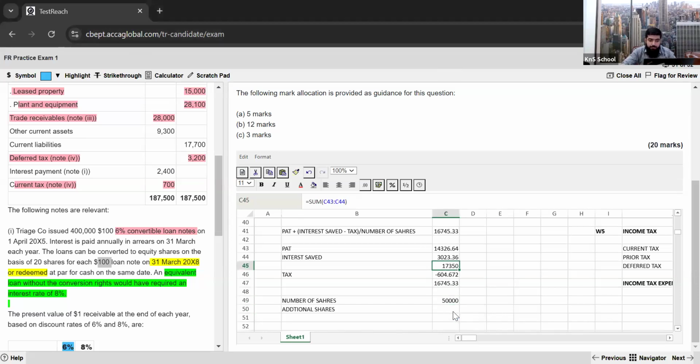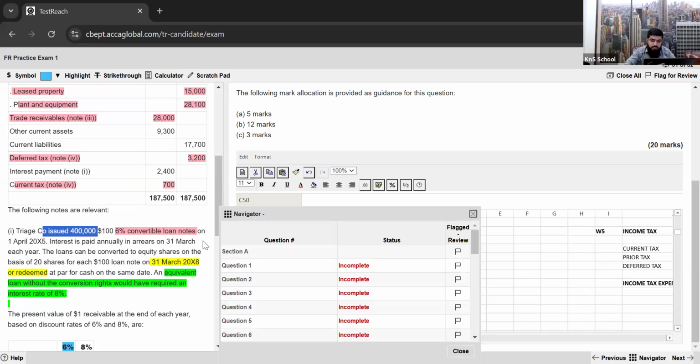Okay, let's repeat what we were doing: we are going to calculate the convertible bonds that will be converted into ordinary shares. We have already 50,000 ordinary shares, that means we have 50 million ordinary shares in the bank. Now we are going to issue additional shares. What is the criteria? We have already issued convertible bonds of 400,000, valuing $100 each.